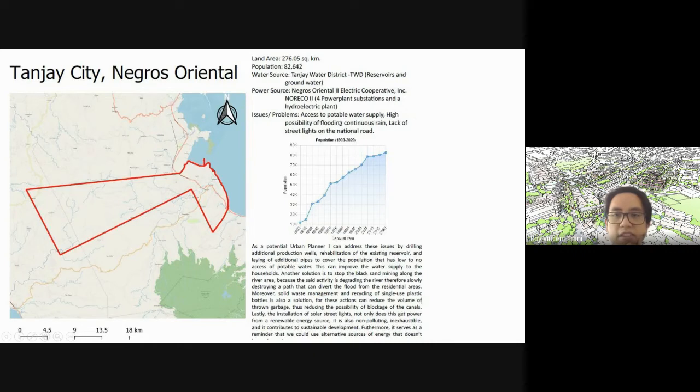Issues are really access to potable water supply, high possibility of flooding due to continuous rain, lack of streetlights on the national road. So, urban planner: rehabilitation of existing reservoir, laying out additional pipes, and then let's see, improve water supply, flooding in residential areas. Moreover, solid waste management, recycling single-use plastic bottles, is also a solution.